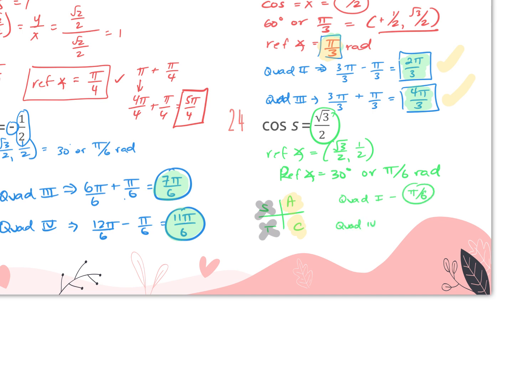And in quadrant 4, I know that the answer is 2 pi minus pi over 6. 2 pi is the same as 12 pi over 6. And so again, 11 pi over 6 is the answer for this one. So this one is pi over 6, and those are my two solutions for this last problem. What we're saying is that in quadrant 1, pi over 6 has a cosine of radical 3 over 2, and in quadrant 4, 11 pi over 6 has a cosine of radical 3 over 2.